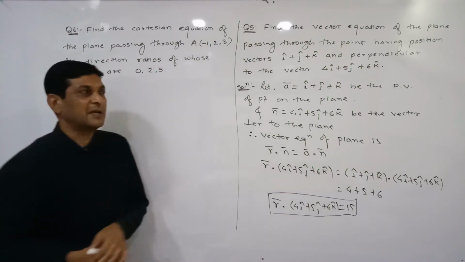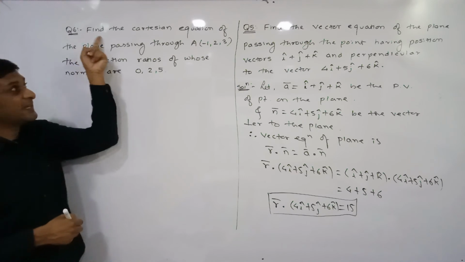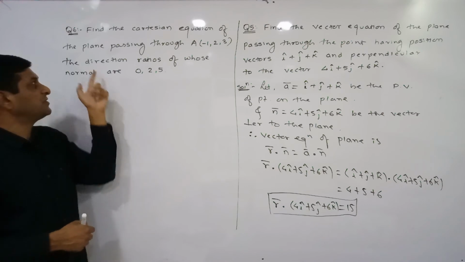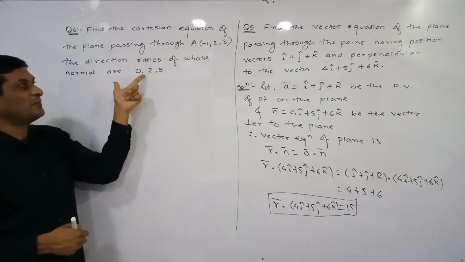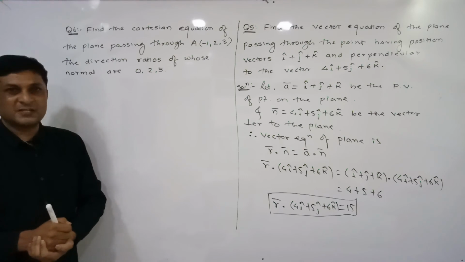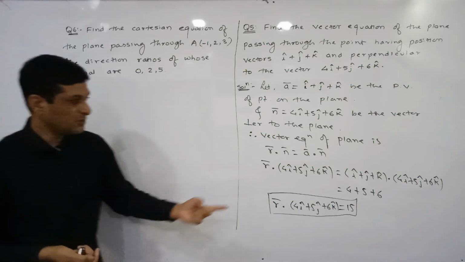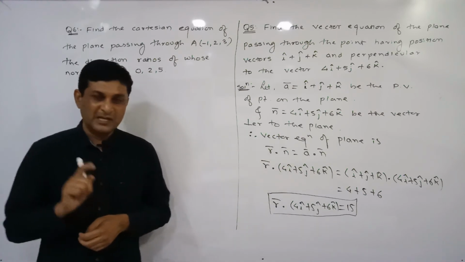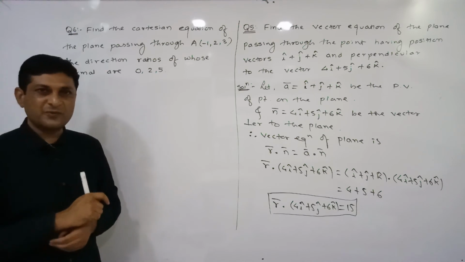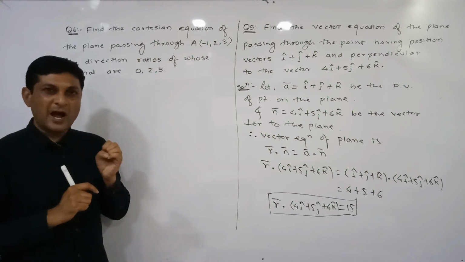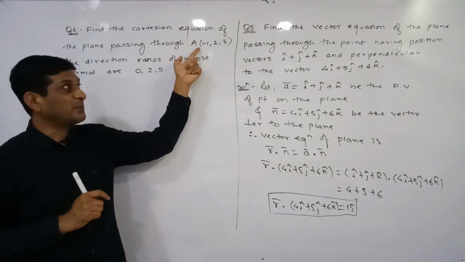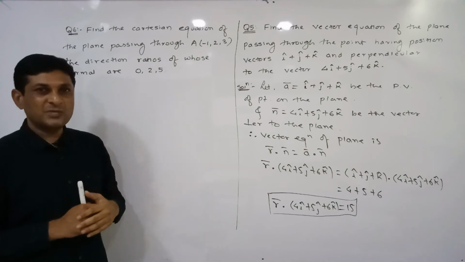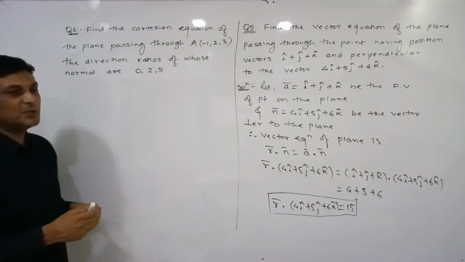In the next example, means in example number 6, we are finding the Cartesian equation of a plane passing through a point. Means one point on the plane is given to us and the direction ratios of its normal are also given to us. In the first theorem we proved the vector equation, and the same vector equation we converted into the Cartesian equation. That formula to find the Cartesian equation we are applying. To apply that formula, the coordinates of one point on the plane should be known to us and the direction ratios should be known to us.